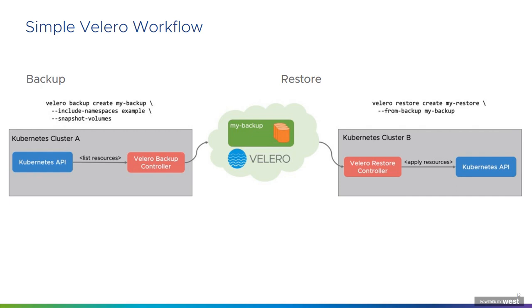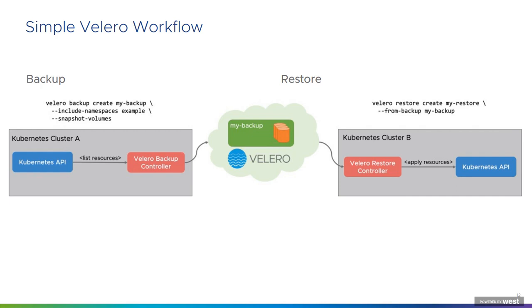Then on the right, we have a second cluster, cluster B, which is executing a restore. Cluster B is connected to the location in the cloud where cluster A's backup was created. So cluster B is able to execute a restore of that backup and reconstitute the Kubernetes resources in cluster B and get restorations of the persistent volumes from those snapshots.